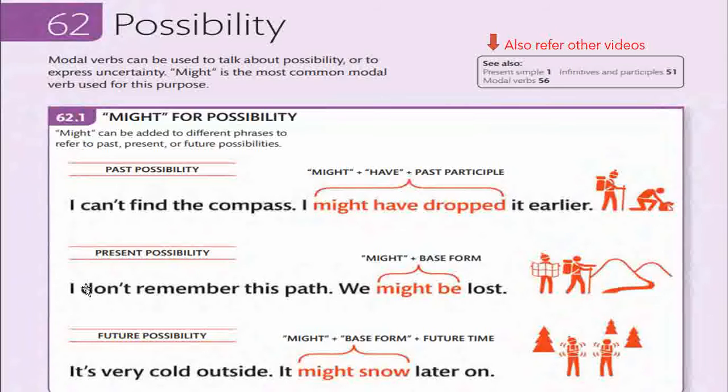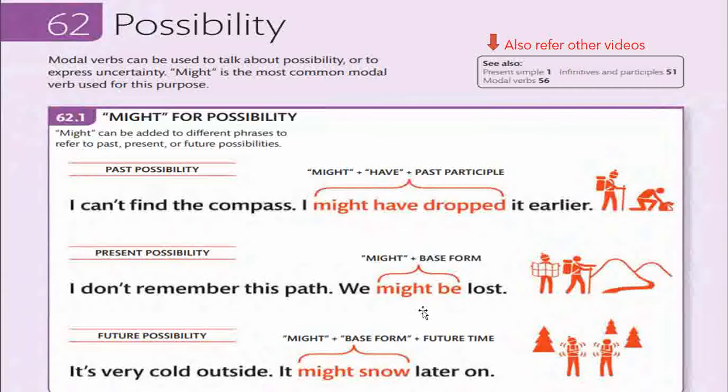Now the present possibility is: I don't remember this path. This sentence is definitely in the present context. The possibility is in this sentence: We might be lost. Might be. When you use might with the base form of the auxiliary be, it is definitely representing the present tense. This construction is in the present tense. We might be lost.